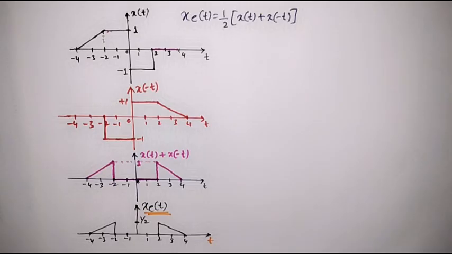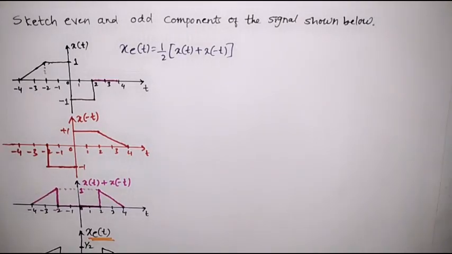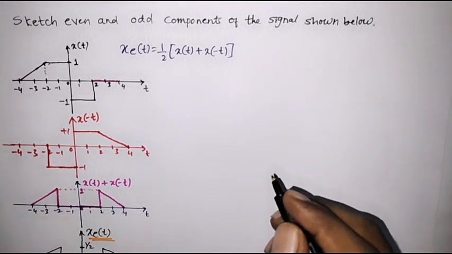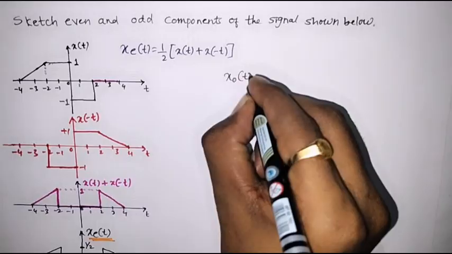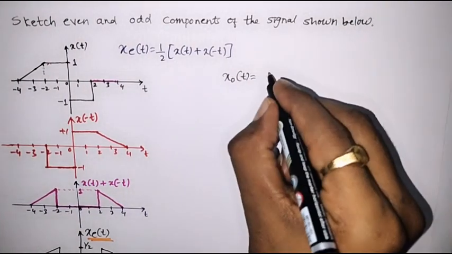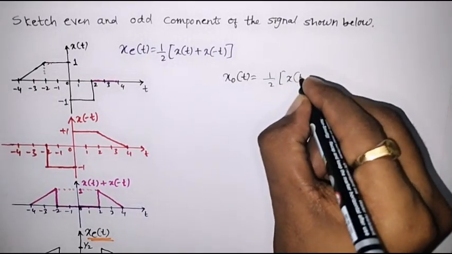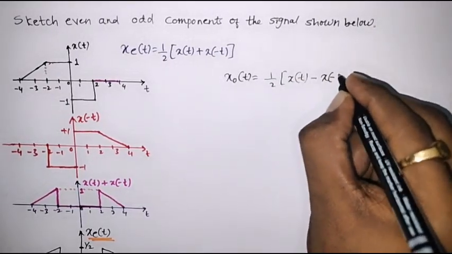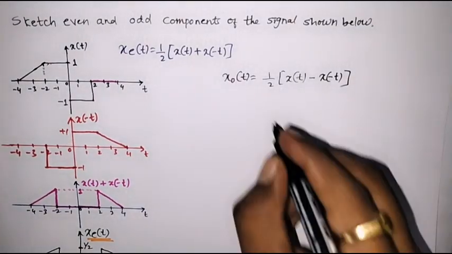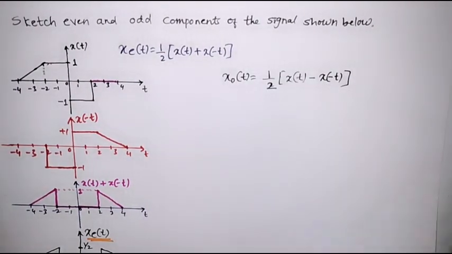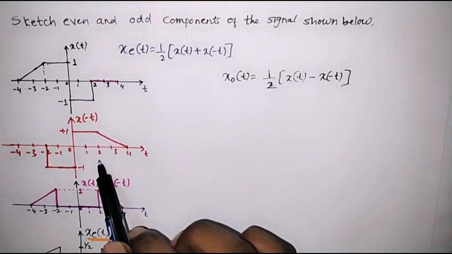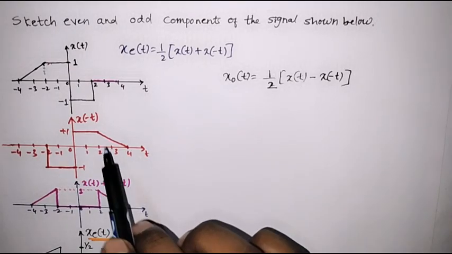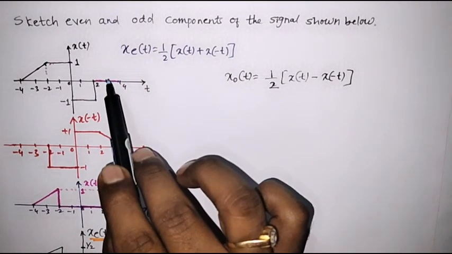Now let's draw the waveform for the odd component of the signal, that is xo of t. We know that the odd component of the signal is represented by the equation xo of t is equal to half x of t minus x of minus t. So here already we have the x of t signal and here we have the x of minus t signal. Now we are supposed to subtract the x of minus t signal from x of t.